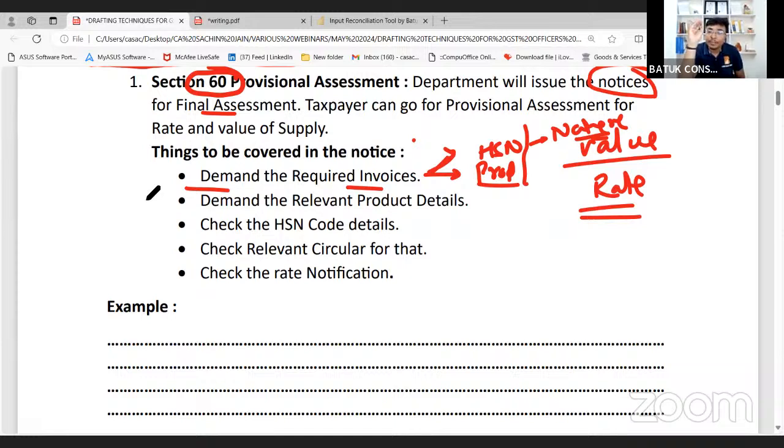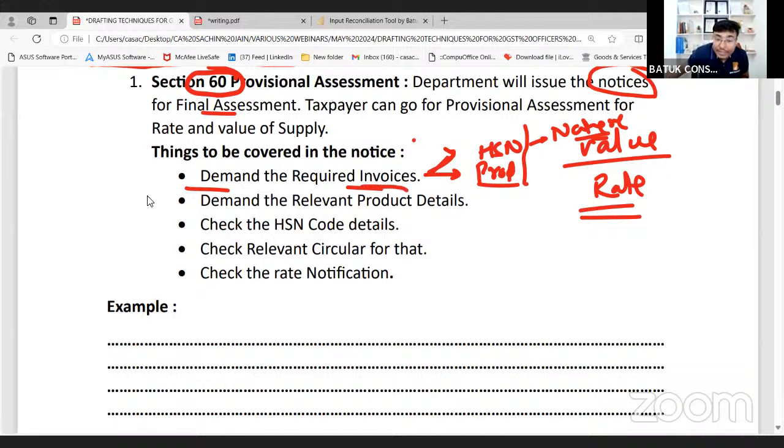So your order will be completely based on the data collected by you. और हम जो ऑर्डर पास करेंगे उस ऑर्डर की लैंग्वेज बहुत ही प्रूफ होनी चाहिए, ताकि अगर वो केस अपील में जाए, अपीलेंट ट्रिब्यूनल के पास जाए, in that case also our order should be well proved. Okay.